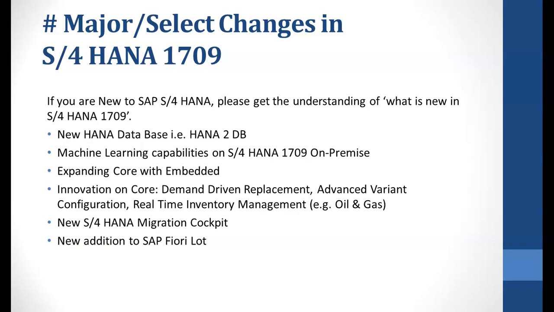The new HANA database, that is the HANA 2 database. Machine learning capabilities on SAP S4HANA 1709 on-premise. Expanding the core with embedded innovation on the core. Demand-driven replenishment, advanced variant configuration, real-time inventory management, the new S4HANA migration cockpit, and a new addition to SAP Fiori. So these are the new features in 1709 that we need to be aware of.